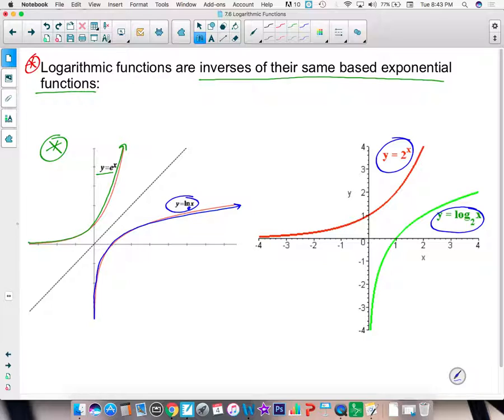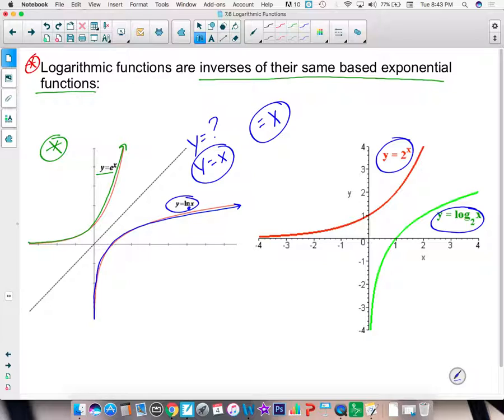And if you remember, what's the equation of this line here? Think about it for a minute. What do both functions equal when you plug them into each other? If they're inverses, they're supposed to equal what? x. So the equation of this line is y equals x, that they're reflected across.